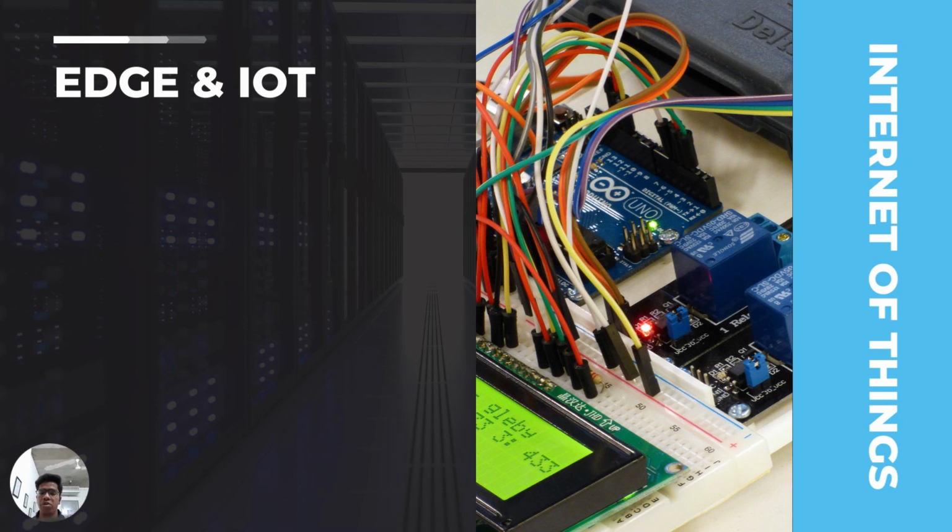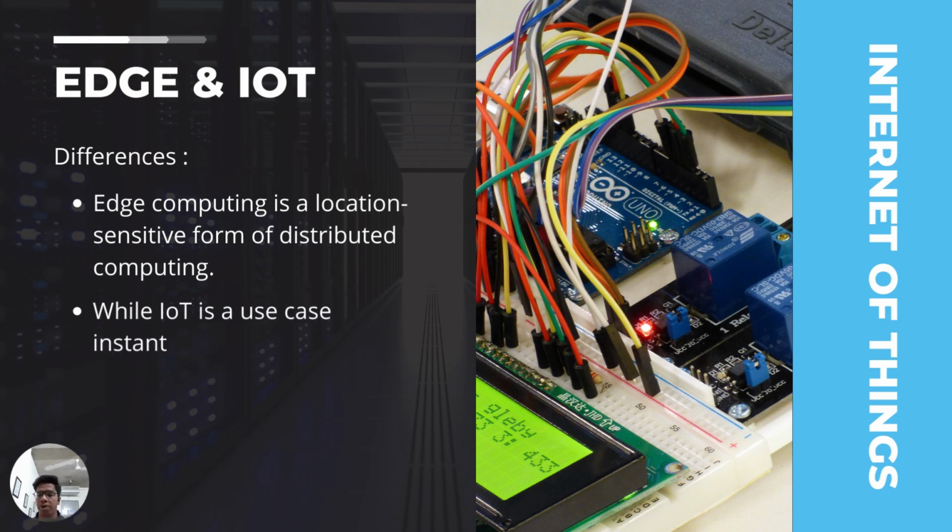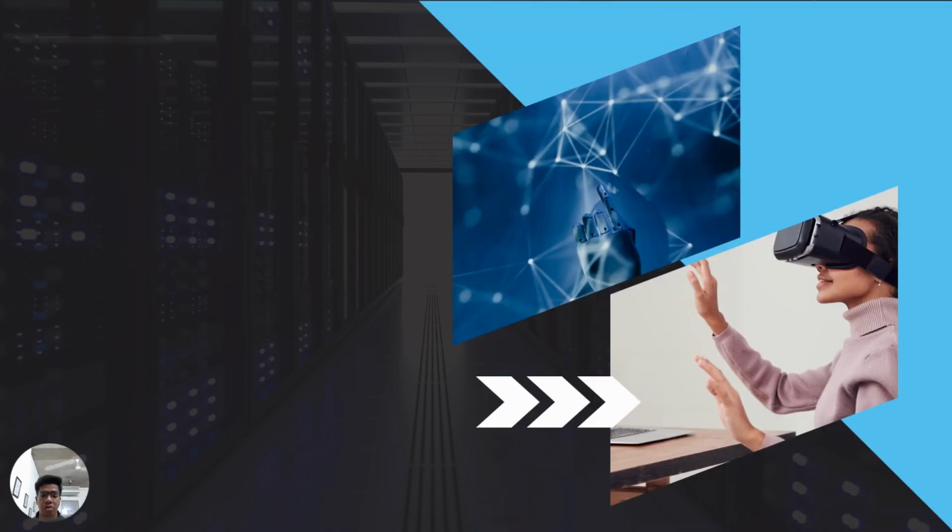There might be a confusion between IoT and edge as they look similar, but let's understand: edge computing is a topology and a location-sensitive form of distributed computing, while IoT is a use case instantiation of edge computing. The terms refer to an architecture rather than a specific technology.